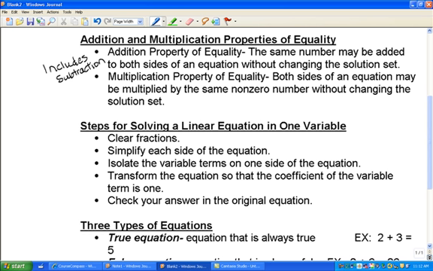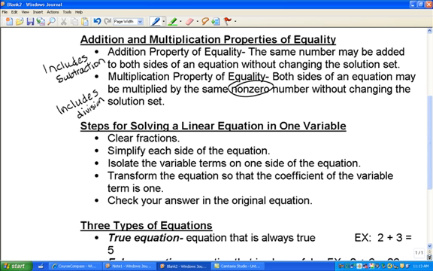Multiplication property of equality. Both sides of an equation may be multiplied by the same non-zero number without changing the solution set. And again, this includes division because division is the same as multiplying by the reciprocal. So the main thing is we can't divide by 0, so notice non-zero number.